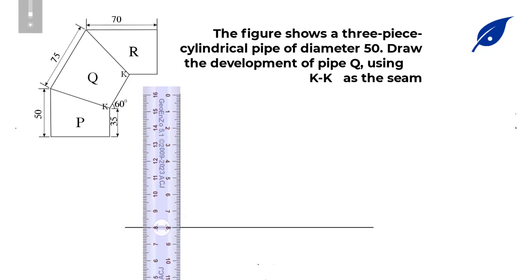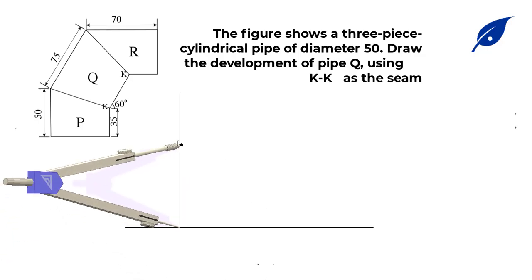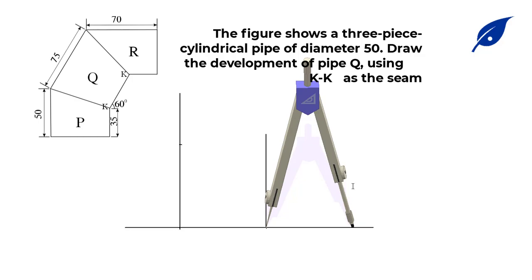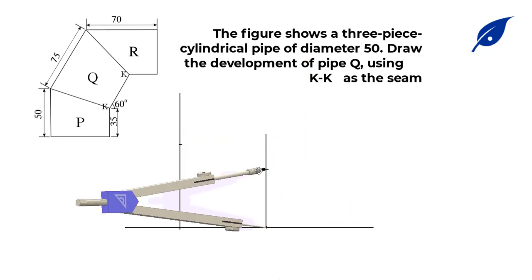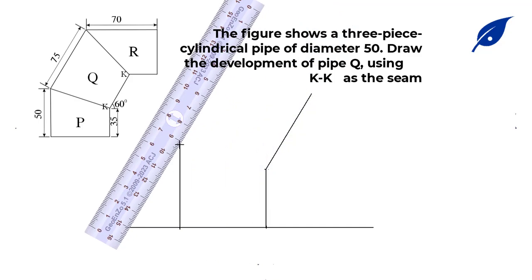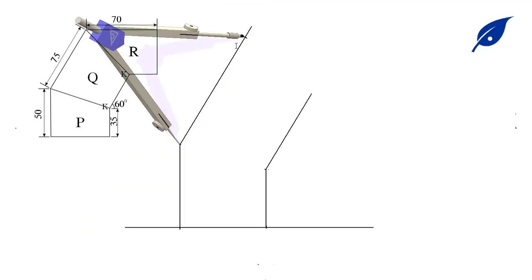In today's lesson, we're going to construct the development of the pipe given unto us. We're given a 3P cylindrical pipe of diameter 50 millimeter. So we'll start by drawing the same view that we're given. So with this, we construct this side with the required dimensions that were given.